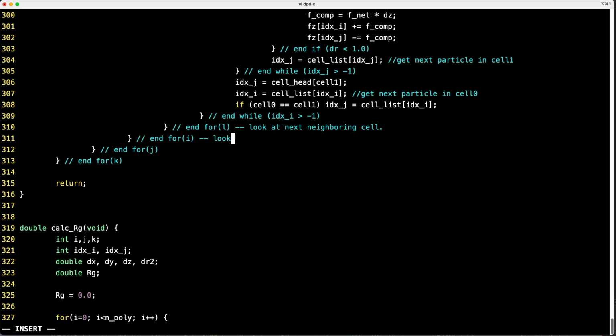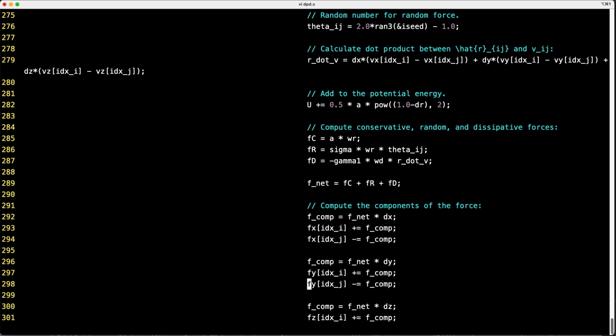And then here we're going to look at next cell 0 in X, look at next row in Y, let's say, look at next row in Z. That makes sense? And so by the time we've done that, we're done. We have calculated all of the forces in our system. So this is a much more efficient way to calculate the pairwise forces than to go through every single particle.